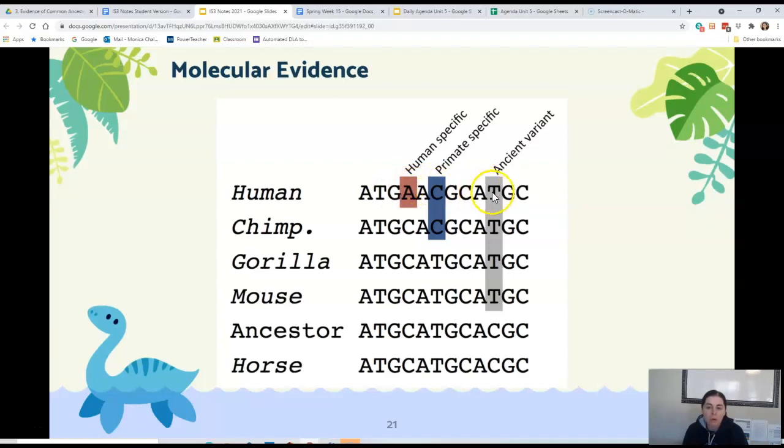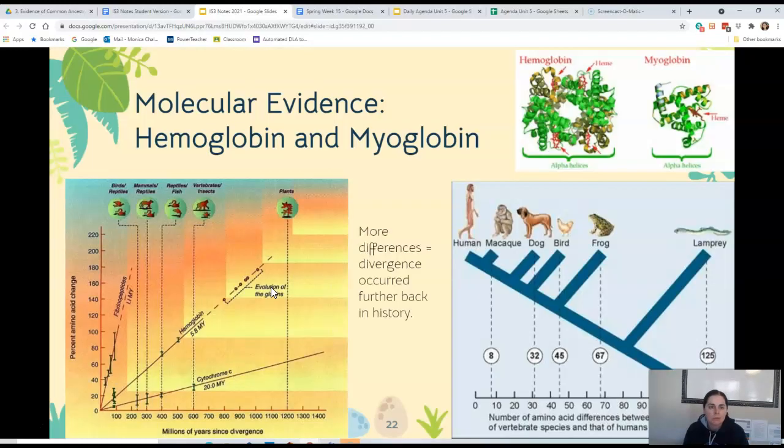The more in common we have, the more closely related. So for this purpose, we are closely related to these three: chimpanzees, gorillas, and mouse. Not so much the horse. And the gorilla and the mouse have just one trait or variant in common. The chimpanzee, though, has a second one that makes it more closely related to us. So how similar our sequences are shows us how closely related we are. The more differences, the less closely related we are.